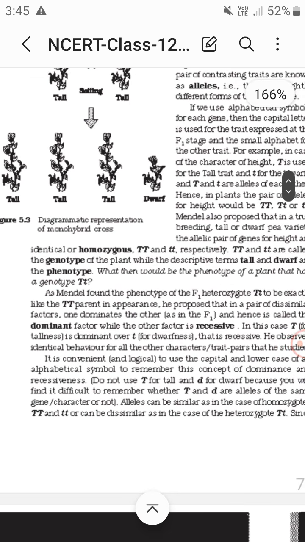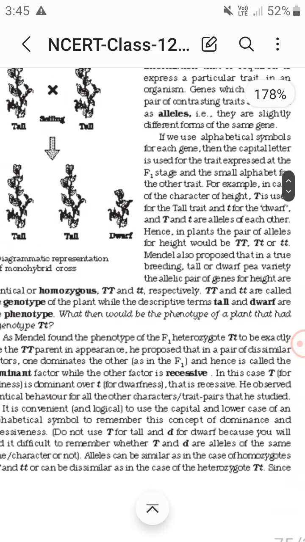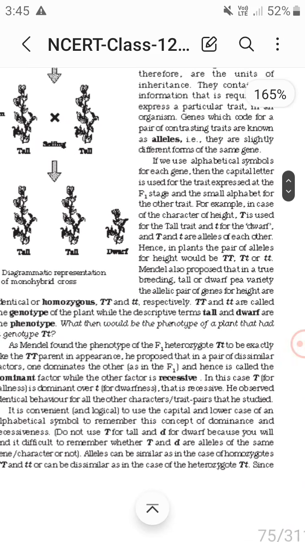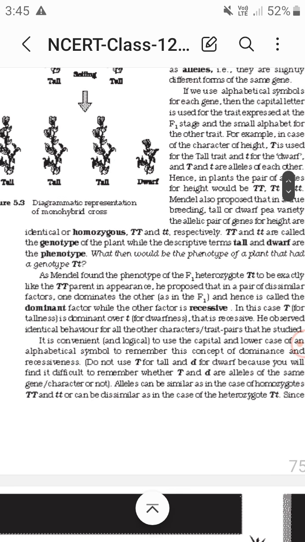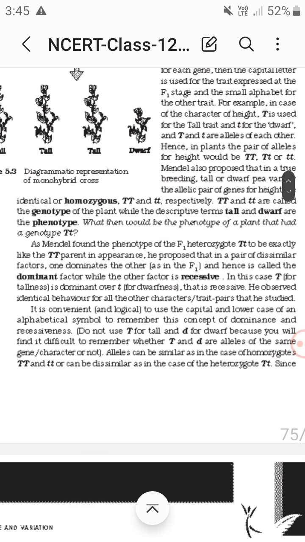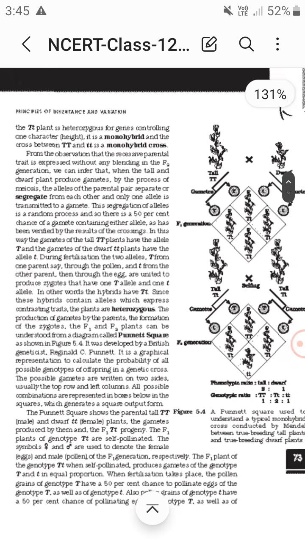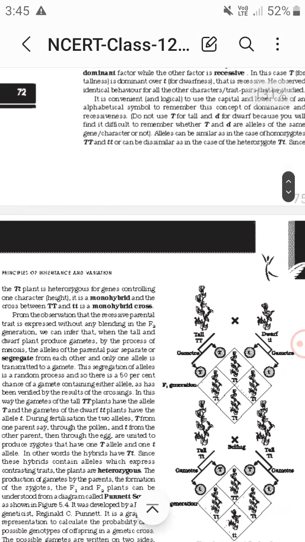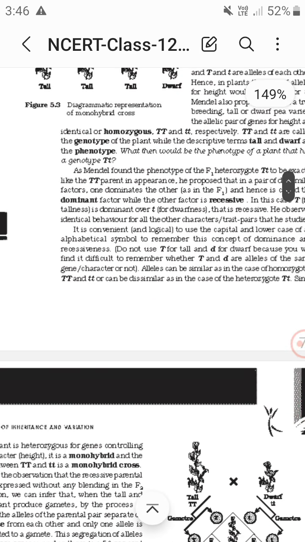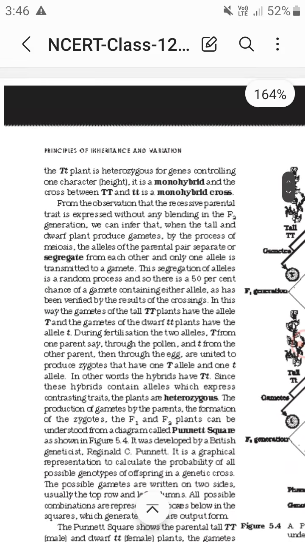That is the term homozygous, heterozygous. Homozygous is capital T, capital T or small t, small t; heterozygous is capital T, small t. That is a pair of factors, which can be a dominant factor and a recessive factor. So in Mendel's laws of inheritance, in the law of dominance, one factor is dominant over the recessive. Okay.